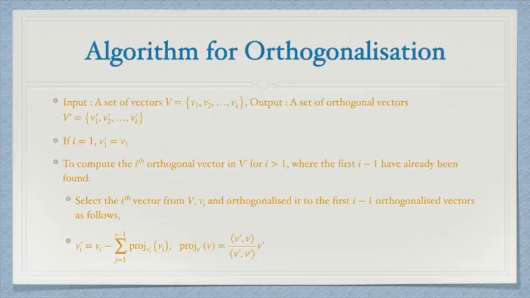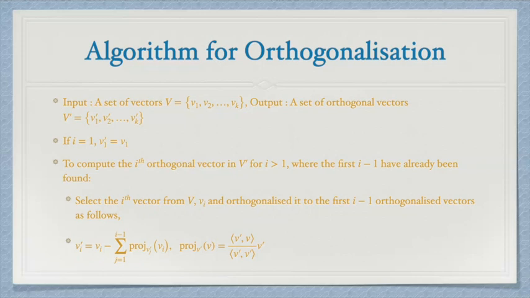Now, first, let us look at the basic algorithm for orthogonalization. We take an input set of vectors, namely V equal to v1, v2, v3, and so on. Our goal is to output a set of orthogonal vectors V dash, which includes v1 dash, v2 dash, v3 dash, and so on. At the first step, i.e. at i equal to 1, we take v1 dash equal to v1, i.e. our first orthogonal vector is chosen as the first vector of the set V.